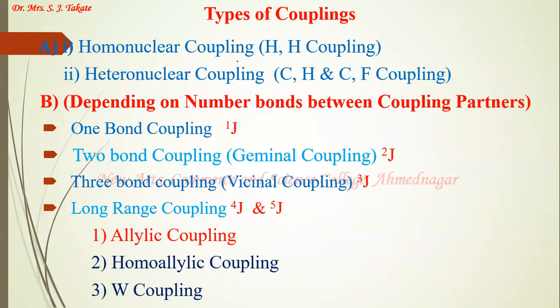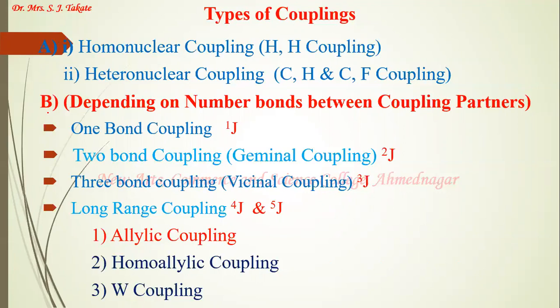First one is homonuclear coupling, where similar nuclei are coupled to each other. For example, hydrogen-hydrogen or proton-proton coupling. The second type is heteronuclear coupling, where two different types of nuclei are involved in the coupling. For example, carbon-13 couples with hydrogen or carbon-13 couples with fluorine. The nuclei are different. So this is one way of classifying the couplings.